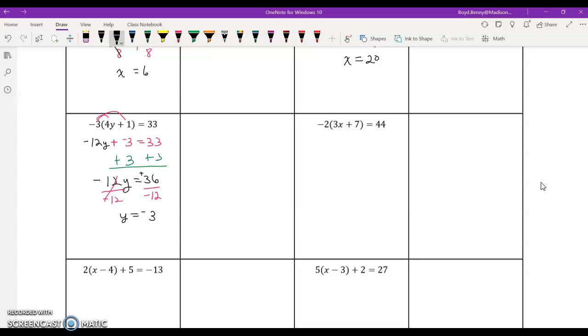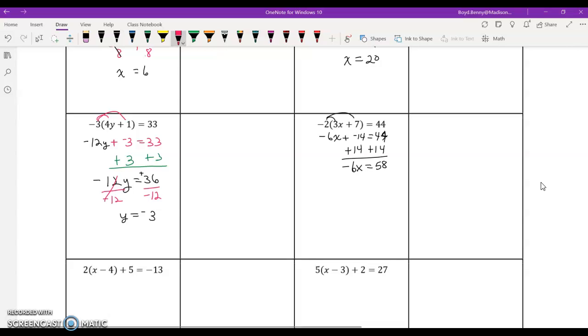Okay, guys, I'd like for you to pause the video and try the next problem to the right. Okay, guys, so I would multiply. That'd give me negative 6x plus negative 14 equals 44. The inverse of adding negative 14 is to add positive 14. So I got negative 6x equals 58.